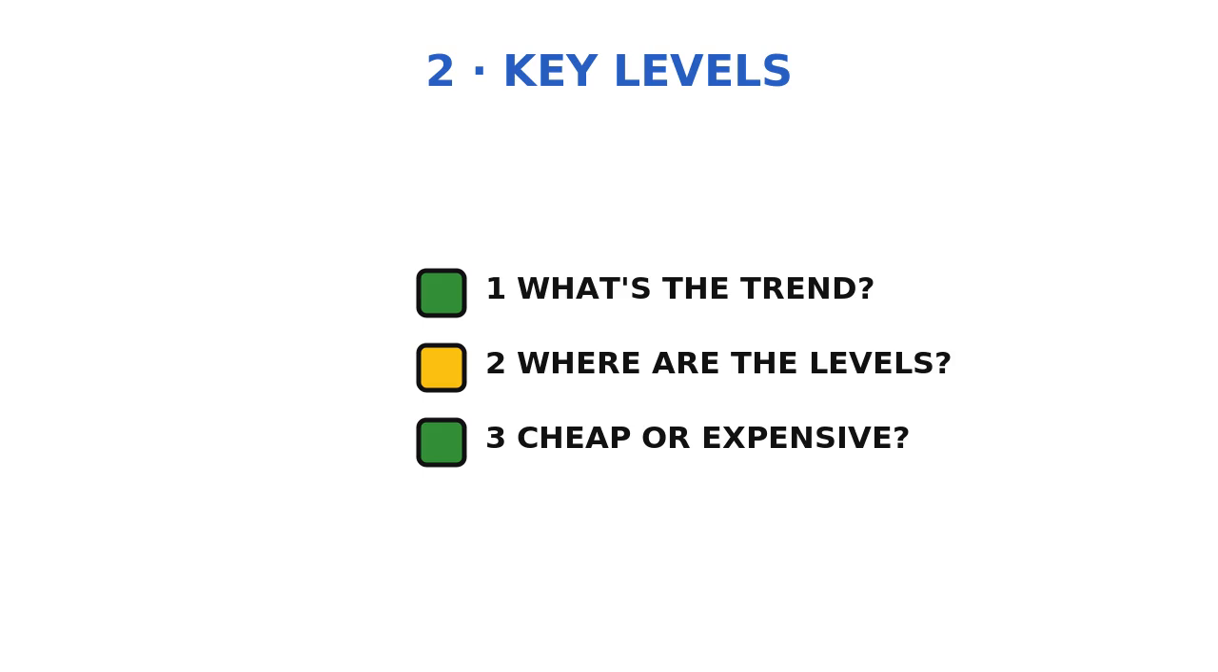Question 2. Where are the key levels? Glance for the obvious floors where the price keeps bouncing up, and the obvious ceilings where it keeps getting rejected. Support and resistance. You do not need to draw 20 lines. Just the 1 or 2 levels that clearly matter, the ones you could point out to a child.